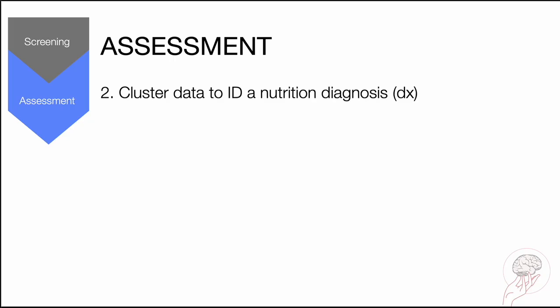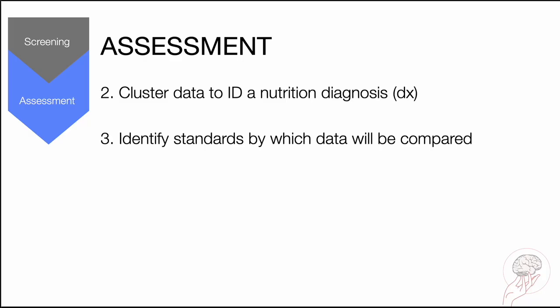We then have to take all of this data and cluster it in order to identify our nutrition diagnosis. So it's not enough to just have biochemical values. For example, say we have biochemical values that indicate the person has some form of megaloblastic anemia. We're going to need more information to determine if it's from a B12 deficiency or from a folate deficiency, or potentially something non-nutrition related.